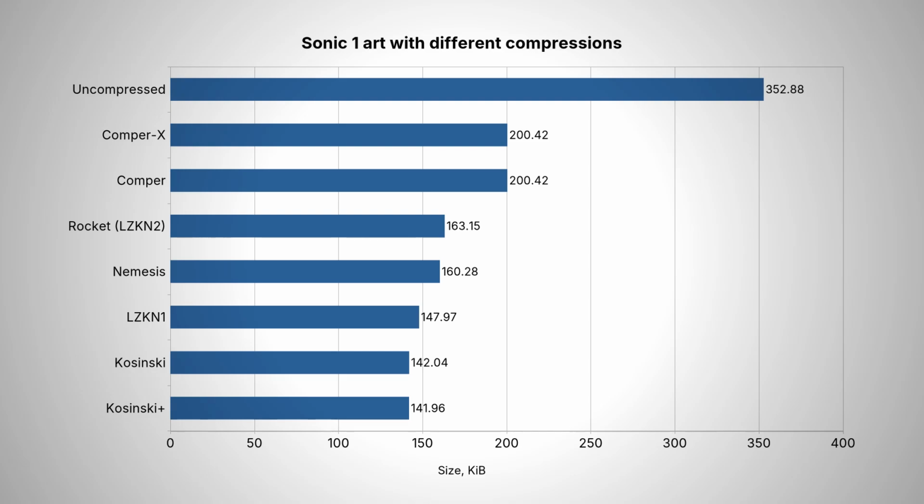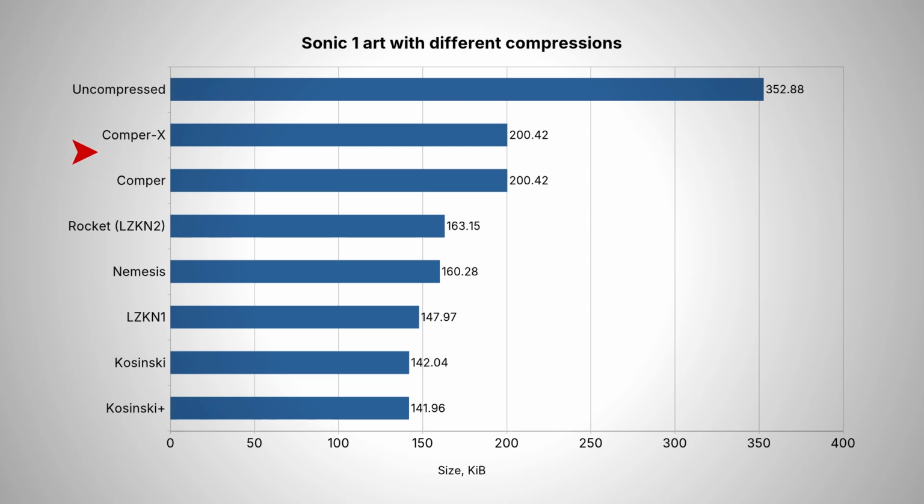As you can see, using any form of compression has insane benefits. If you compare uncompressed data to Nemesis, the original format used in Sonic 1, it compressed to almost half of the original size. Kosinski Plus, a newly developed format, clearly has the best compression rate. It's less than half of the original size. But the original Kosinski comes extremely close. LZKN1, economy format, also comes close to Kosinski. LZKN2, aka Rocket, is slightly worse than Nemesis.